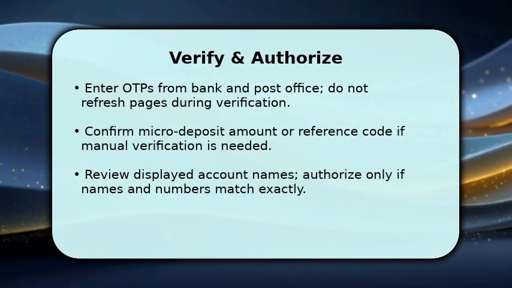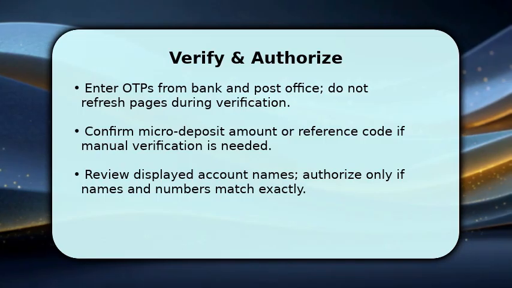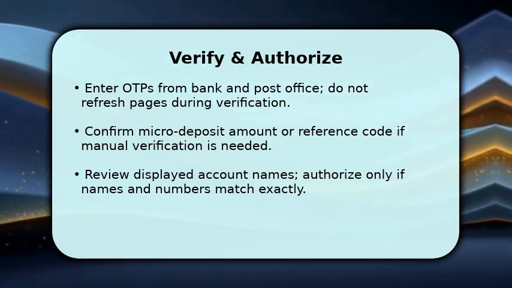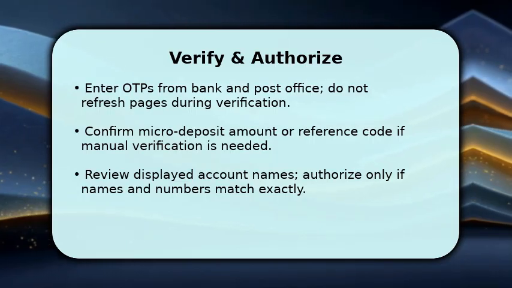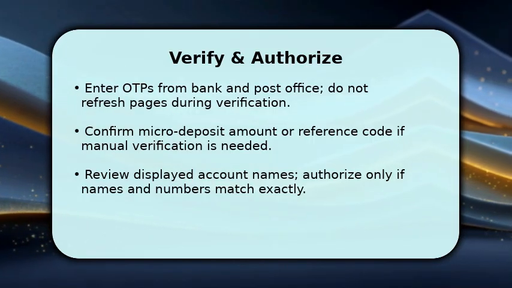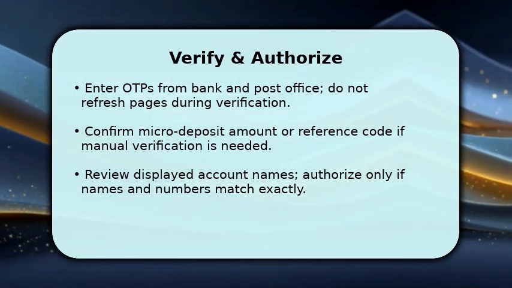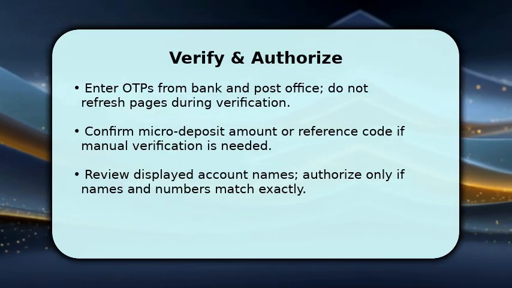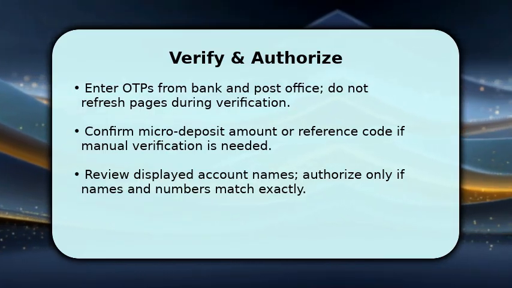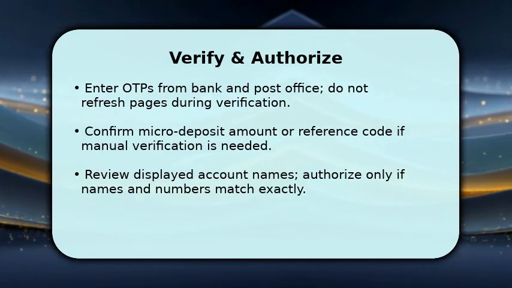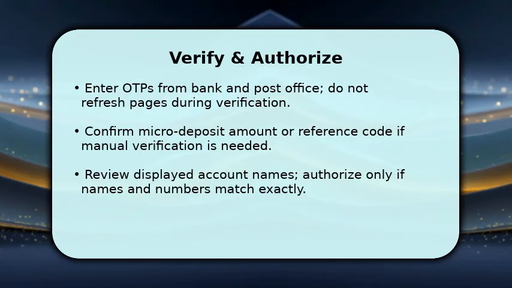You will now verify and authorize the connection. When prompted, enter the OTP sent by your bank and the post office. Once both match, the system will cross-check account names. If your bank uses micro deposit verification, note the exact 2-3 cent amount or reference code and enter it when asked. This proves you control the bank account. Make sure to compare the displayed account name. If it differs, stop and correct details before authorizing to avoid mislinking.